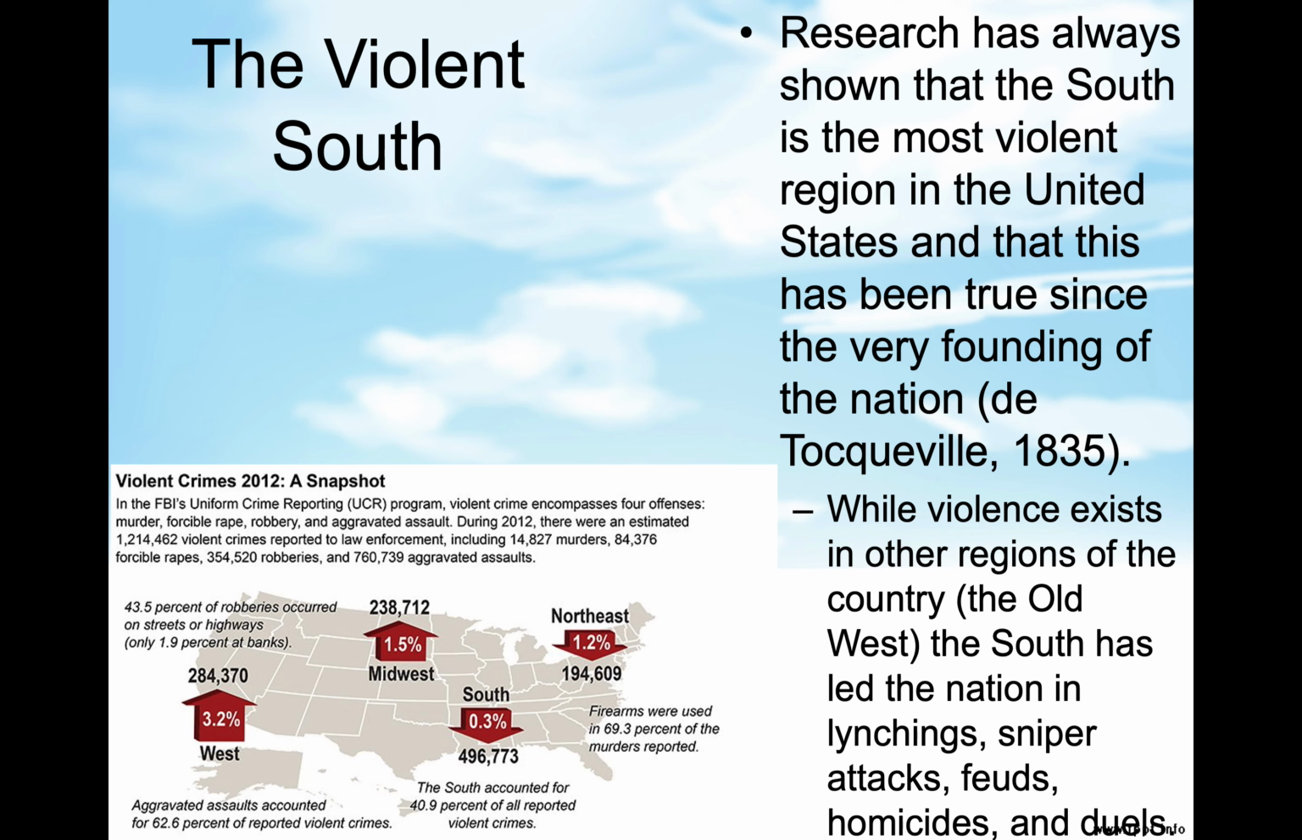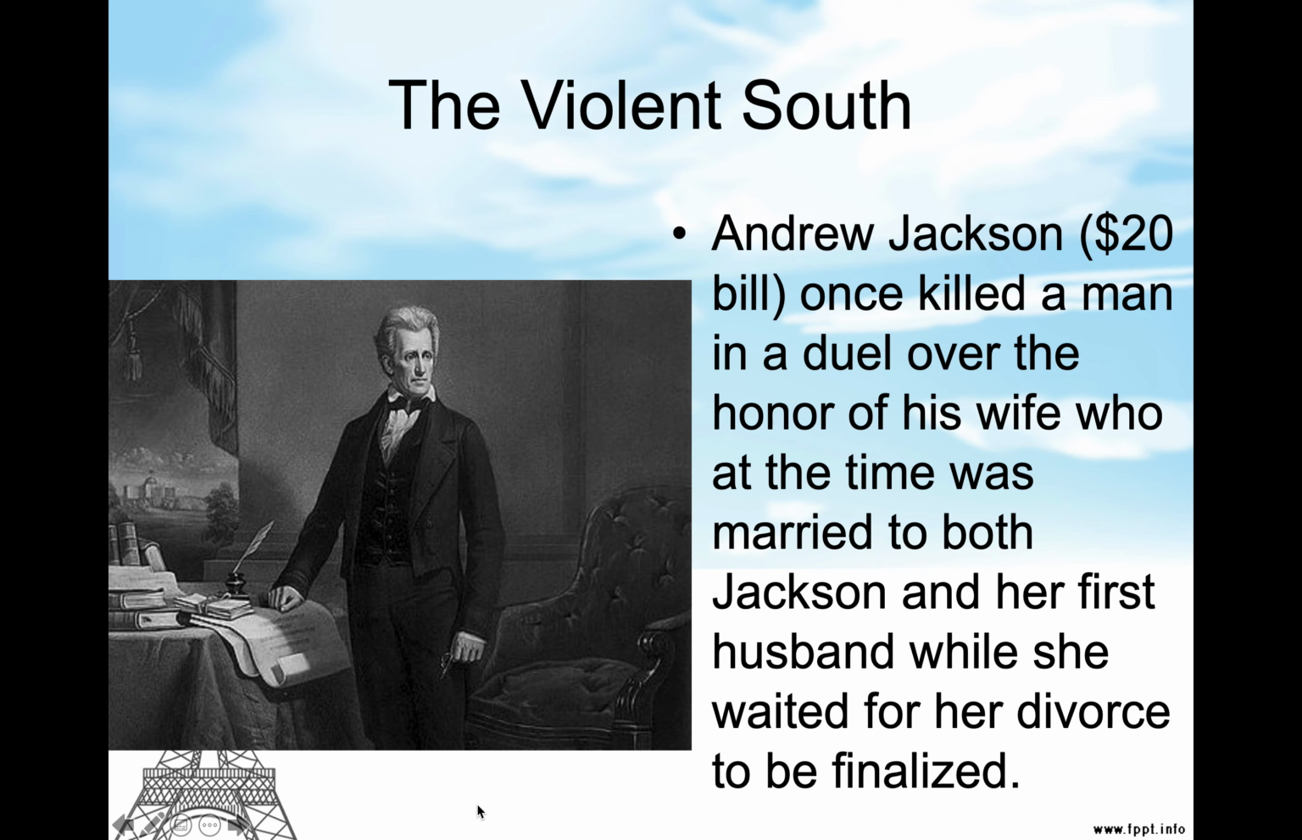83.4% of robberies occurred in streets or highways. Aggravated assaults accounted for 62.6% of violent crimes. Firearms are used in 69.3% of murders reported. And there you go. Anyway, the South is a much more violent place.